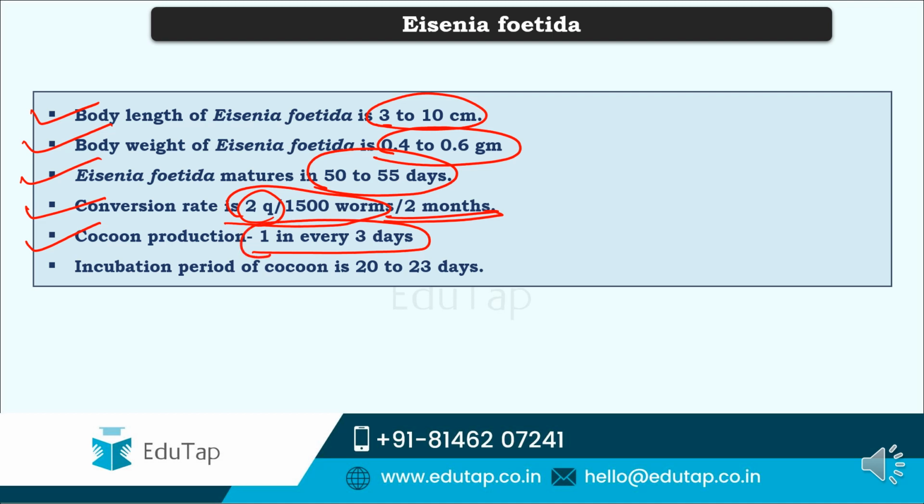Cocoon production is nothing but fertilized eggs released in the form of a cocoon, and after that they hatch, and the young ones are released into the soil and slowly develop, and the juvenile larvae mature in 50 to 55 days. So in every 3 days, one earthworm of Eisenia foetida can produce one cocoon. Incubation period of the cocoon is 20 to 23 days. After the cocoon is released, it stays in the soil, and in 20 to 23 days the cocoon will break open and the baby worm will come out.